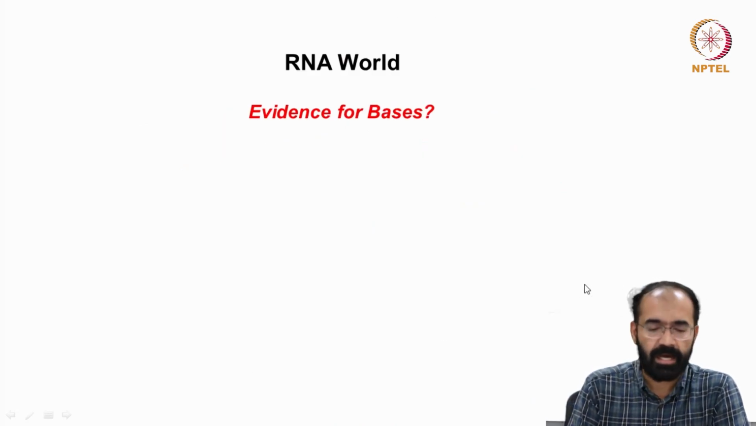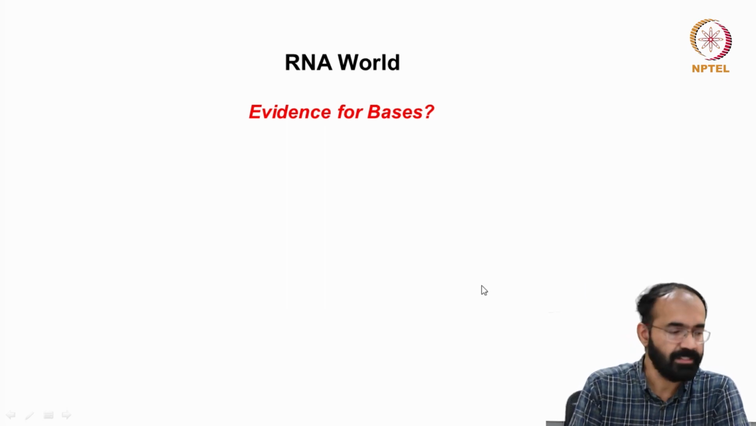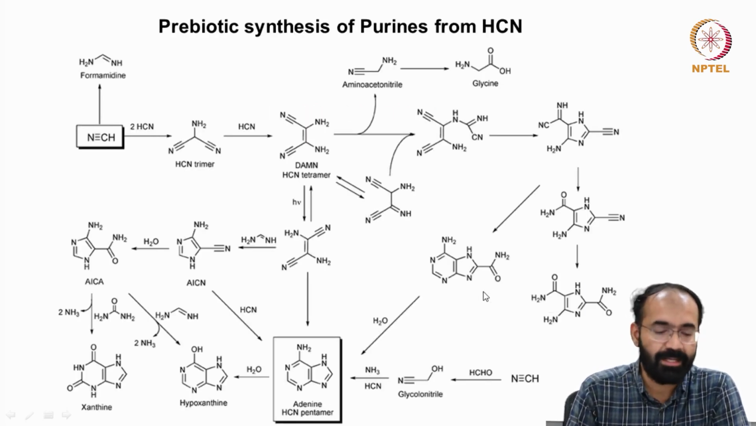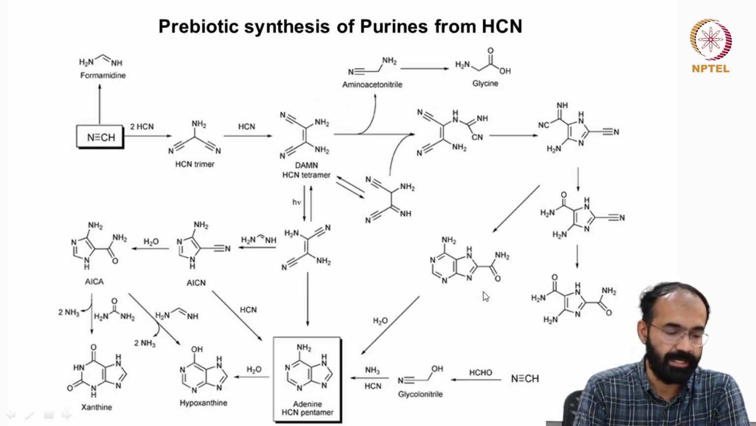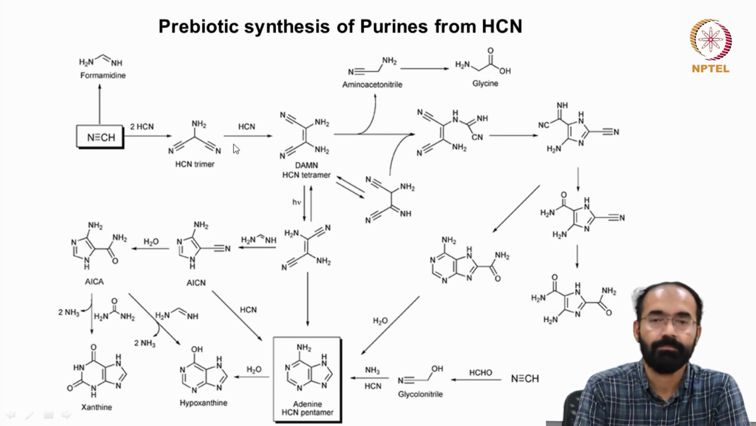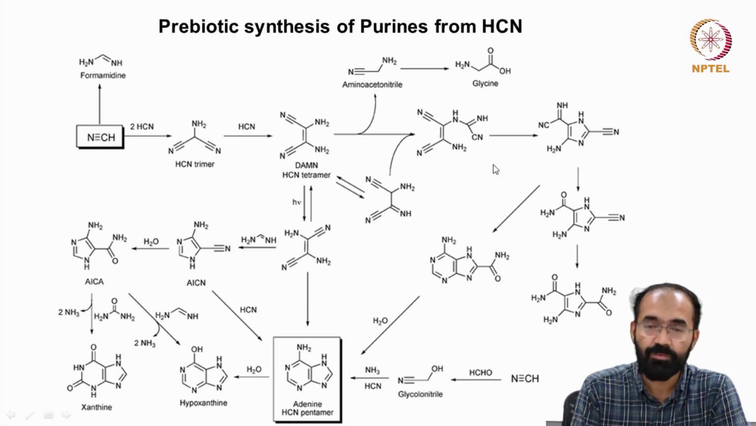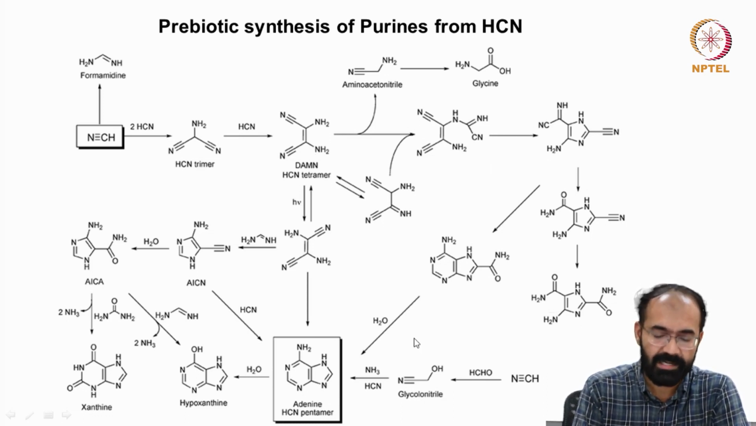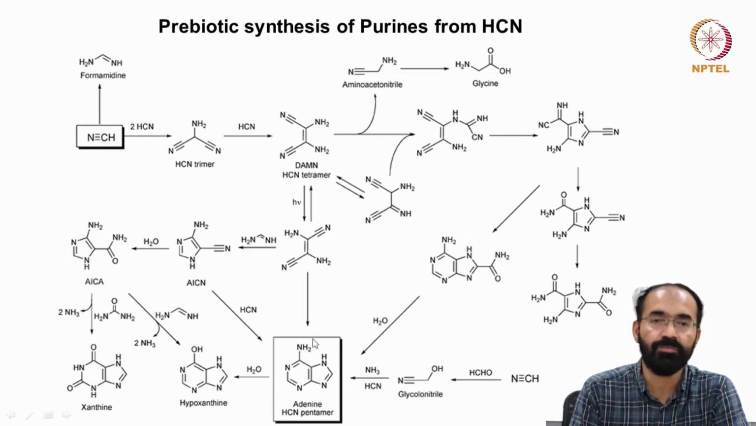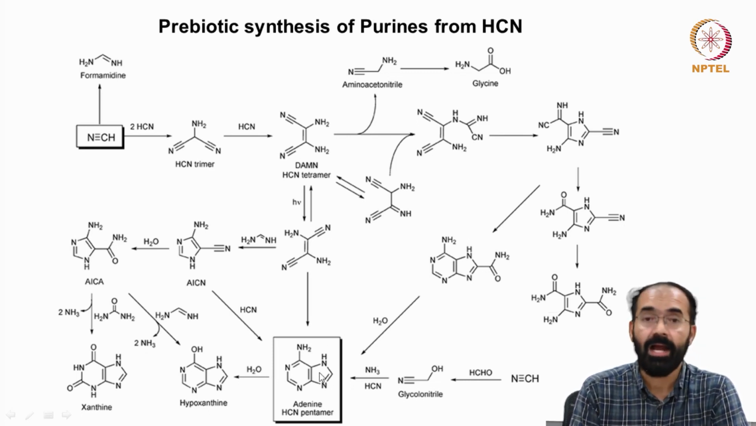And let us think, in the RNA world, do we have evidence for bases that are being formed? And you can see hydrogen cyanide, that two hydrogen cyanide can form a dimer of hydrocyanic acid, and it can keep on combining and give rise to a sequential reaction event, and at the end of the day you end up getting adenine, which is nothing but a pentamer of hydrogen cyanide.